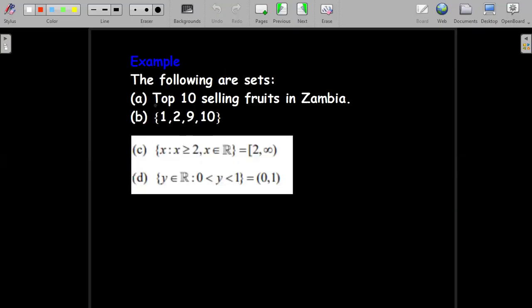Now we have these here, which are just examples based on the same notation that we're talking of. If you see the first one here, we have A, and A says top 10 selling fruits in Zambia. So this is a description that is given in words. Then you see that part B has been listed out: 1, 2, 9, and 10. So that's listed out, and we're using these braces that you're seeing here, as we say that we will use braces to list down those sets.